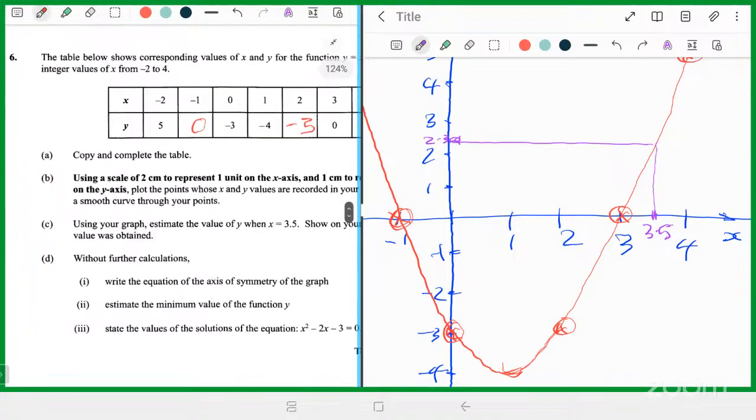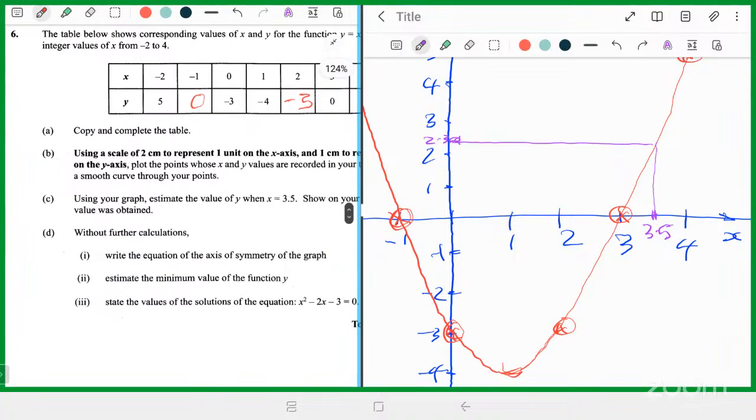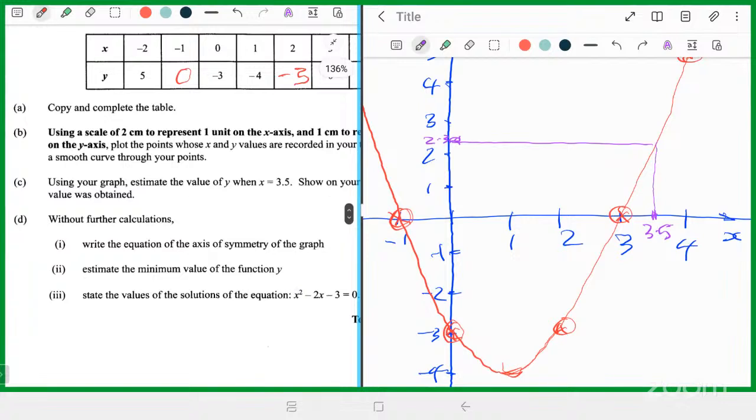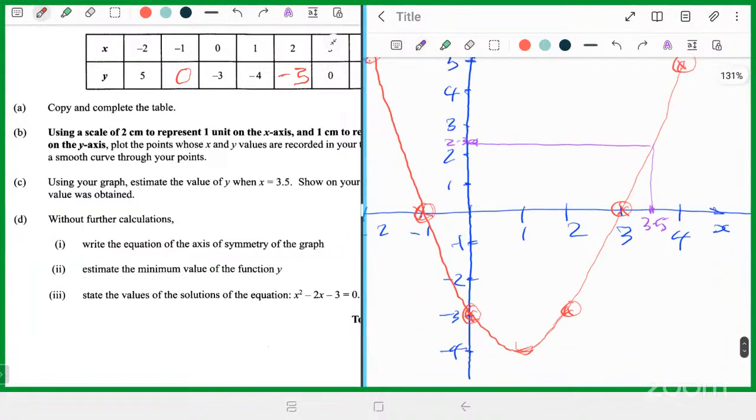Next part now says, without calculation, write the equation of the axis of symmetry. That's the line up here, the line through the turning point, which is (1, -4). Axis of symmetry is x equals the x value, which is 1. So this is x equals 1.